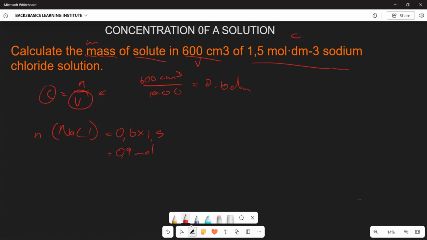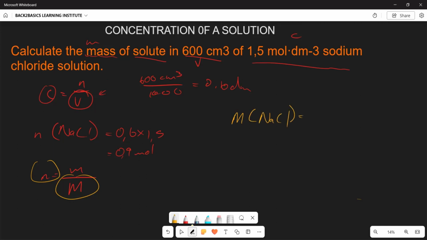Now, as soon as we find that particular mole, we come back. We are looking for the mass. And remember, we know that mole is given by the mass over the molar mass. We already have the moles, and now we can find our molar mass. Isn't it so? Let's try and find our molar mass first. Now we are looking for the molar mass of NaCl.